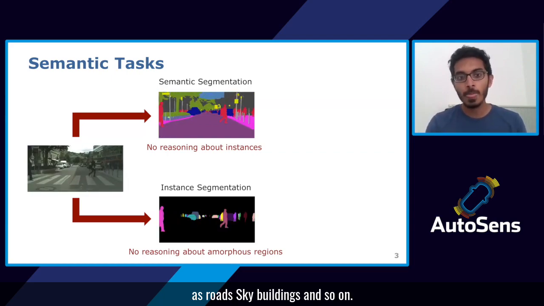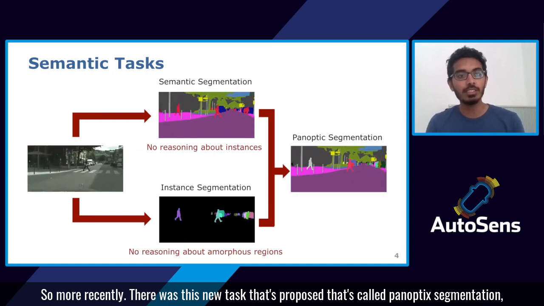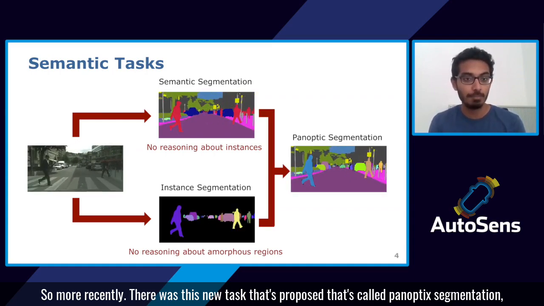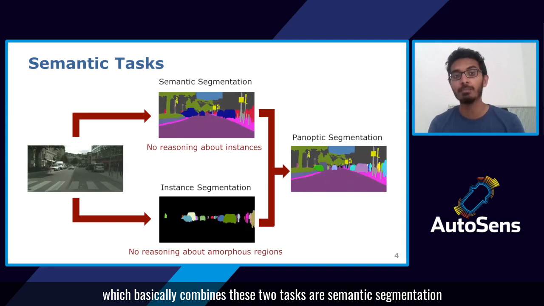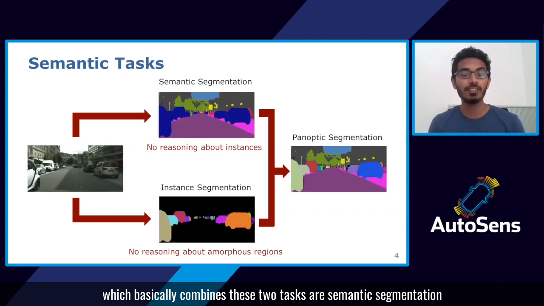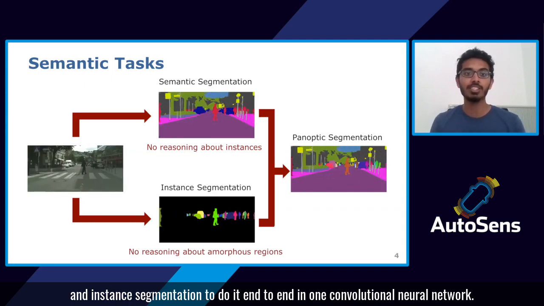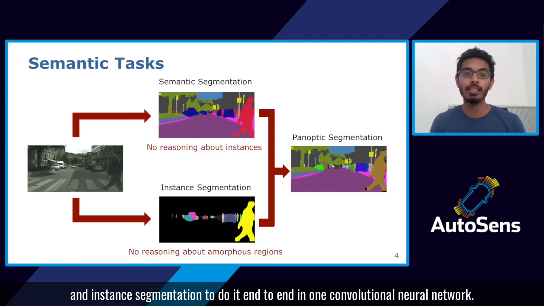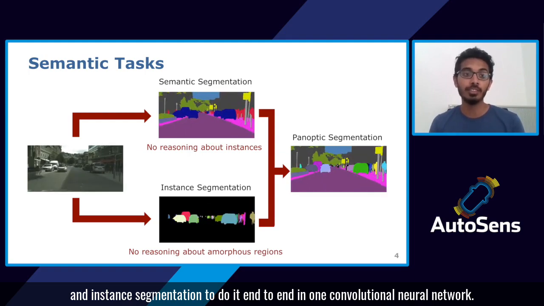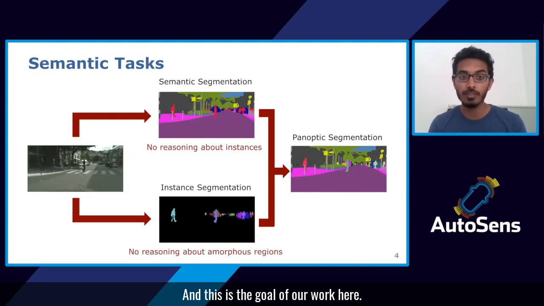So more recently, there was this new task that was proposed called Panoptic Segmentation, which basically combines these two tasks of semantic segmentation and instance segmentation to do it end-to-end in one convolutional neural network. And this is the goal of our work here.